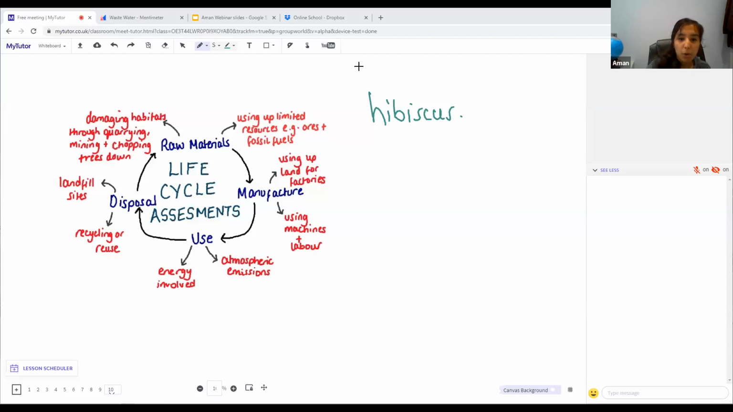Someone's asking about disposable ones. Okay, so disposable ones will have a larger impact, not from use, but from disposal, because most disposable ones will actually end up in landfill. So they won't be reused again. So there'll be a large environmental impact from landfill sites. Yeah, I'm going to show you an exam question in just a second. Does anyone have any questions on life cycle assessments?